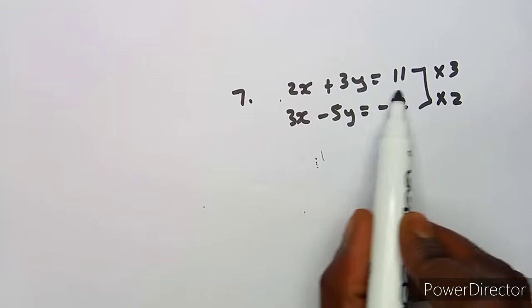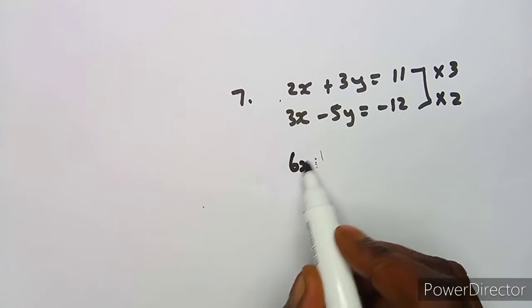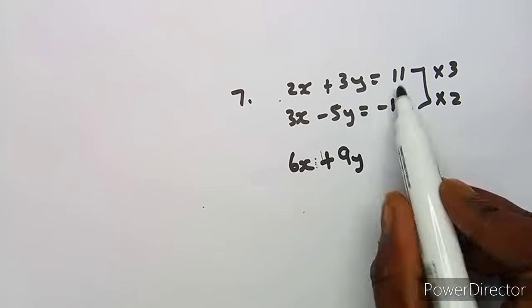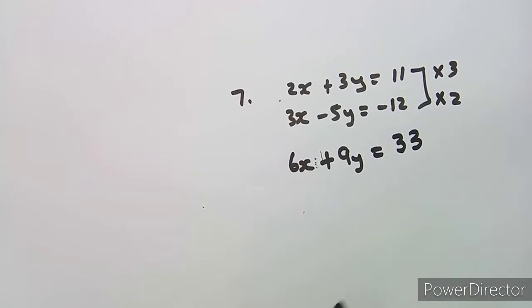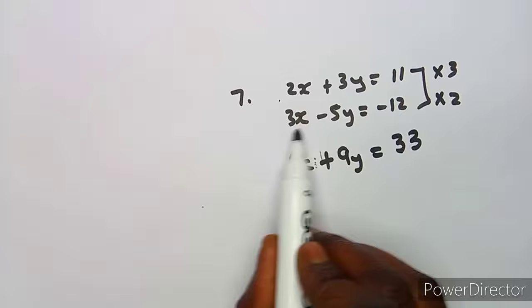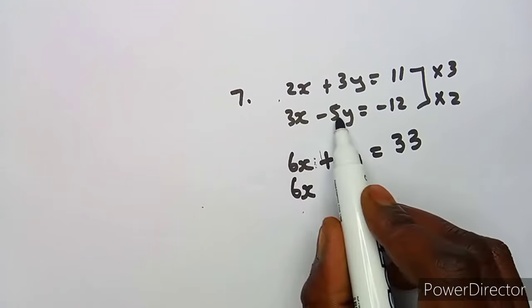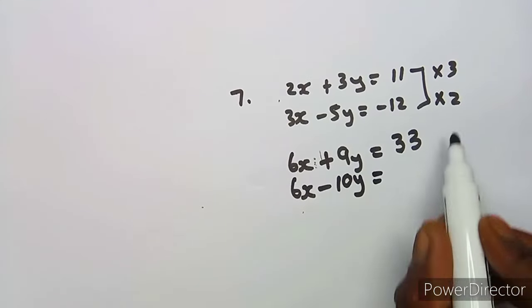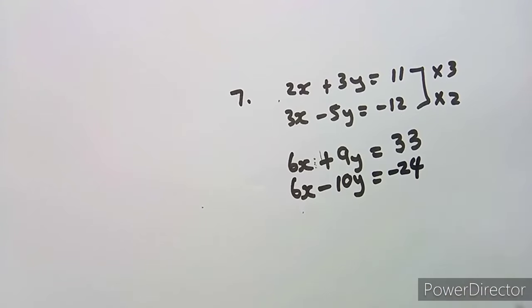So 3 is multiplying everything on top. 3 times 2 is 6x, 3 times 3 is 9y, 3 times 11 is 33. You multiply every term, okay? Then 2 also multiplies every term, so 2 times 3 is 6x, 2 times minus 5 gives us minus 10y, which is equal to 2 times minus 12, which is minus 24. So that's what you're going to have.